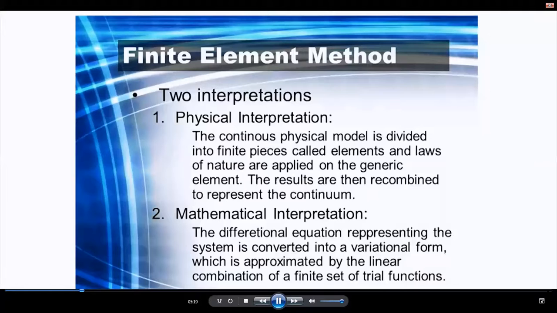Physical interpretation. The continuous physical model is divided into finite pieces called elements, and laws of nature are applied on generic elements. The results are then recombined to represent the continuum. Mathematical interpretation. The differential equations representing the system are converted into a variational form and solved by linear combination of finite sets of trial functions.